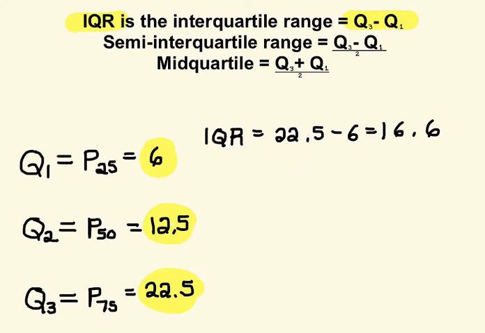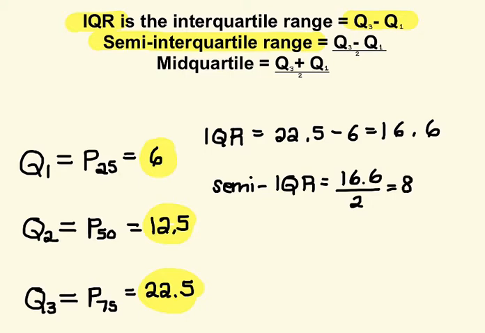Our next is our semi-interquartile range. The semi-interquartile range is equal to Q3 minus Q1, which we calculated to be 16.5, divided by 2. And 2 goes into 16 8 times, and 2 goes into 5 2 times with 1 left over, so 8.25. So there's our semi-interquartile range.